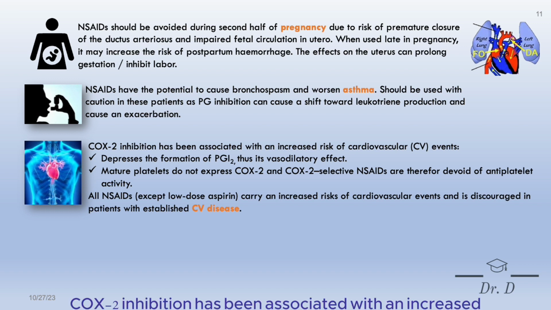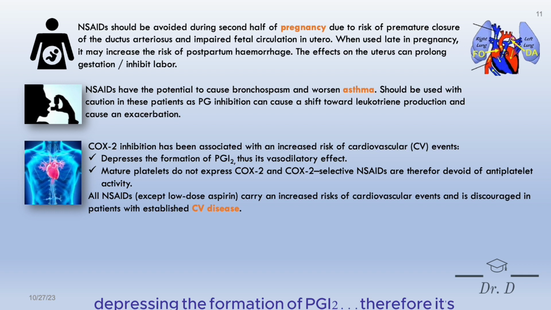COX-2 inhibition has been associated with an increased risk of cardiovascular events. And this is due to it depressing the formation of prostaglandin I2, therefore its vasodilatory effect. Mature platelets do not express COX-2, and COX-2 selective NSAIDs are therefore devoid of antiplatelet activity. All NSAIDs, except now for the low-dose aspirin, carry an increased risk of cardiovascular events and are discouraged in patients with established cardiovascular disease.